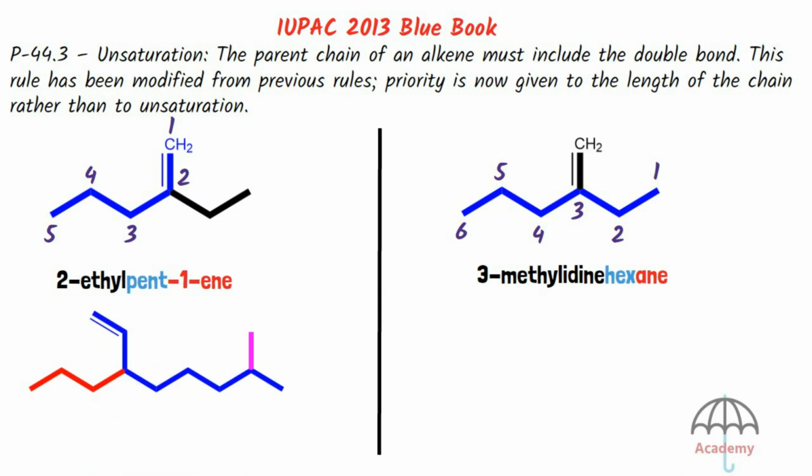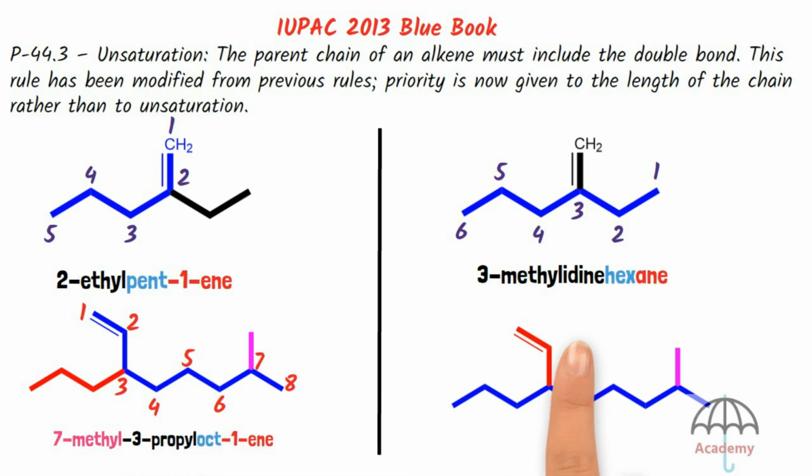Consider this second example. The longest chain is highlighted in blue, which includes the double bond. The numbering is opted from that side so that double bond gets lowest locant. At C3 propyl is present and at C7 methyl is present. Putting substituents in alphabetical order, the name can be written as 7-methyl-3-propyloct-1-ene.